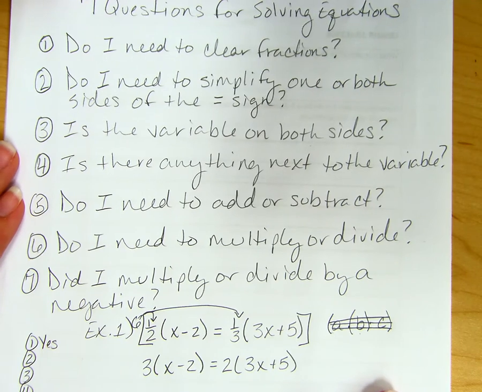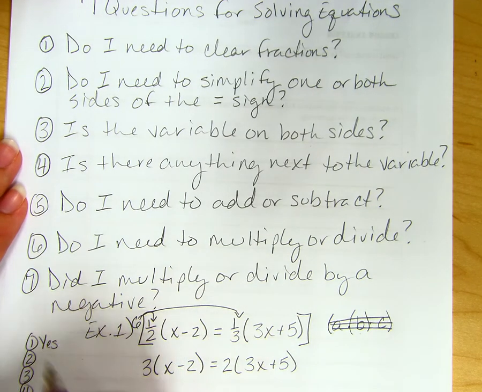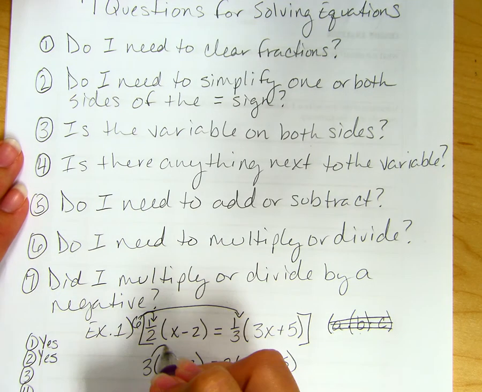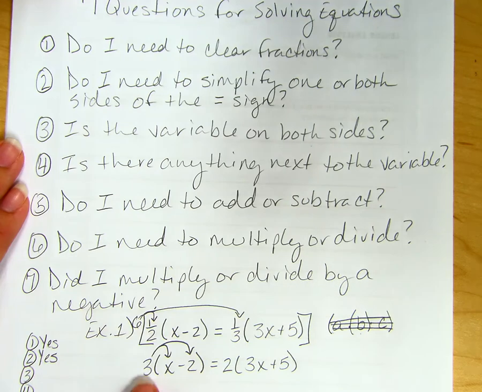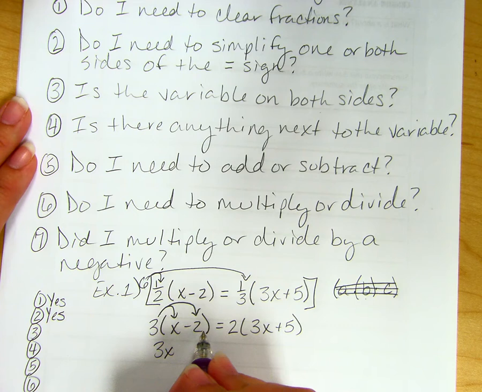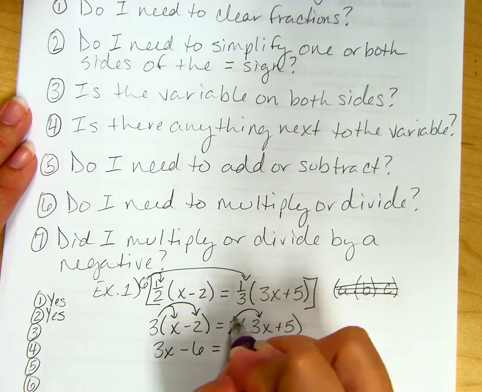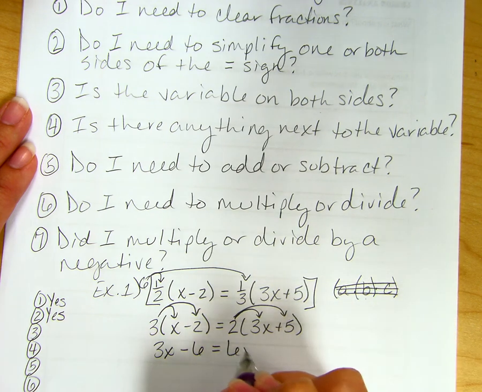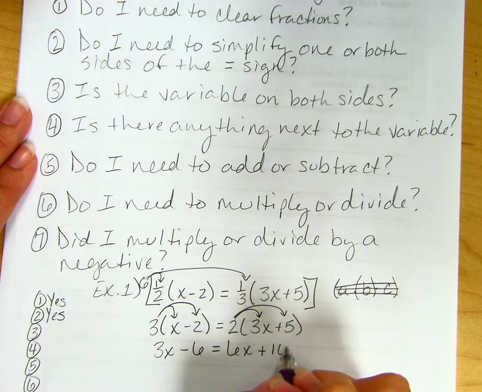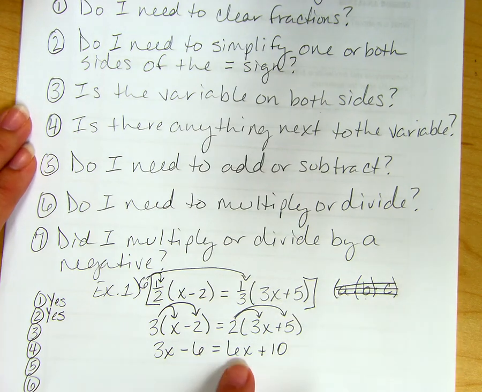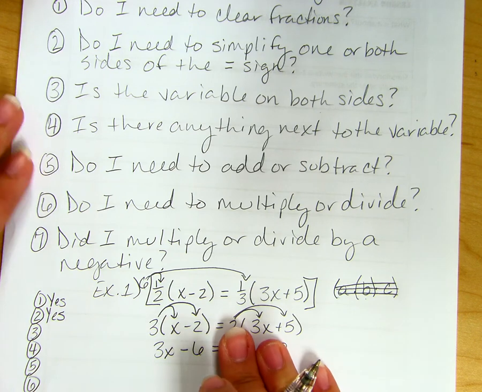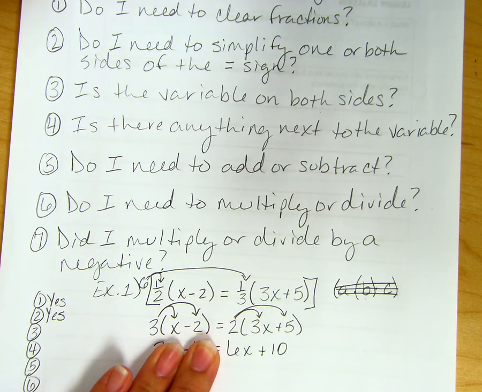Then my second question says, do I need to simplify one or both sides of the equal sign? And the answer in this case is yes, because I need to distribute on both sides. So when I distribute on the left, 3 times x is 3x, and 3 times negative 2 is negative 6. Then I have 2 times 3x and 2 times 5, which gives me 6x plus 10. And then I check to see if I can simplify any further, if I can combine any like terms. And I notice that 3x minus 6 are not like terms, and 6x plus 10 are not like terms.